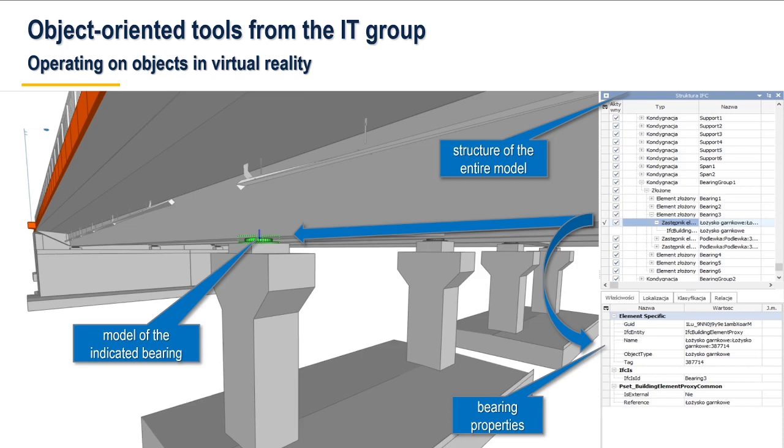The bearing, a bridge bearing, is represented by an object that has the bearing characteristics defined by the designer. And these parameters can be tracked and easily edited at the next stages of the life of the entire bridge. We can, for example, add information about the inspection or damage found during inspection.